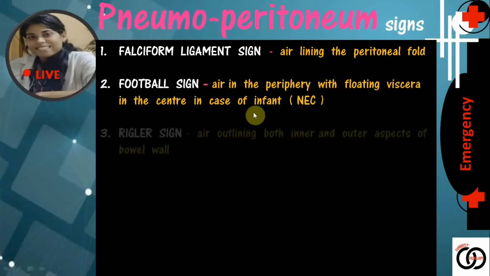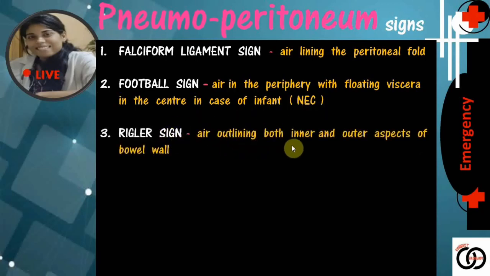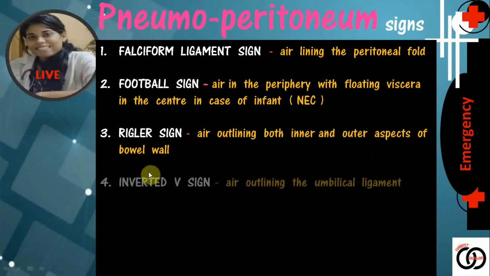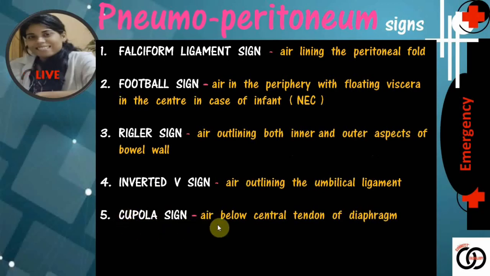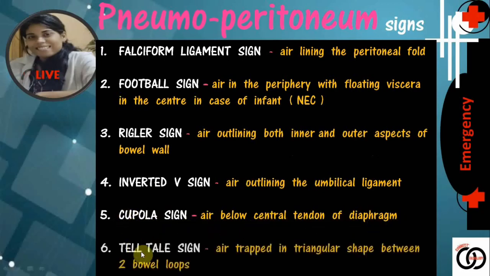Rigler sign, visualization of both the serosal and the mucosal aspects of bowel wall as outlined by the air. Inverted V sign, that is air outlining the umbilical ligament. Cupola sign, air is present below the central tendon of diaphragm. And telltale triangle sign, that is air present between the bowel loops in triangular shape.